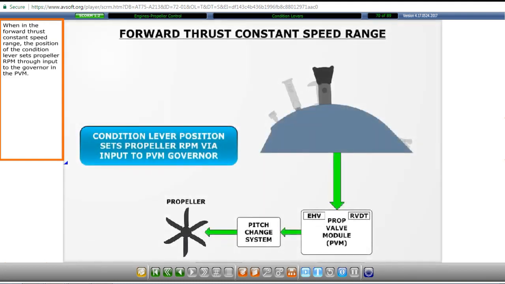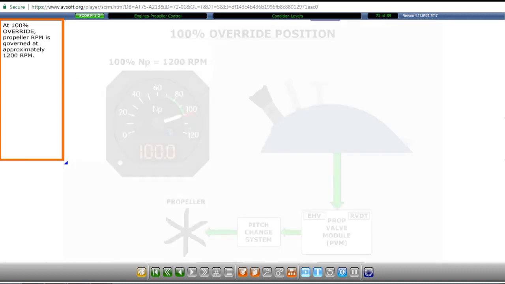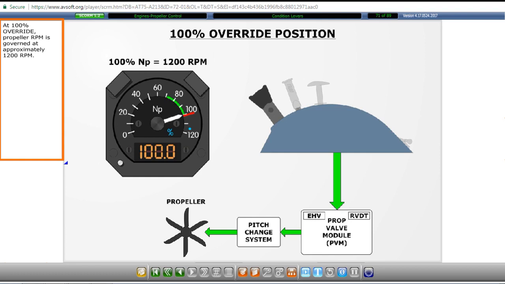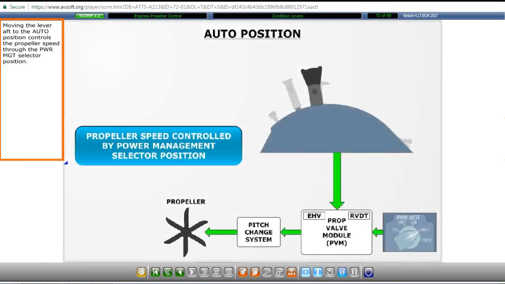When in the forward thrust constant speed range, the position of the condition lever sets propeller RPM through input to the governor in the PVM. At 100% override, propeller RPM is governed at approximately 1200 RPM. Moving the lever aft to the auto position controls the propeller speed through the power management selector position.